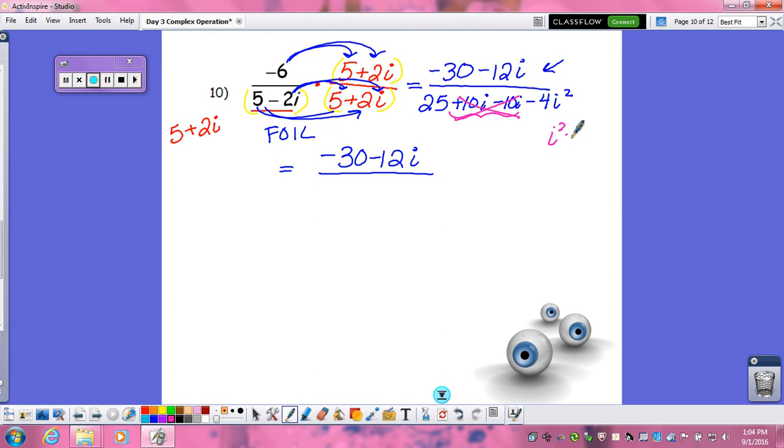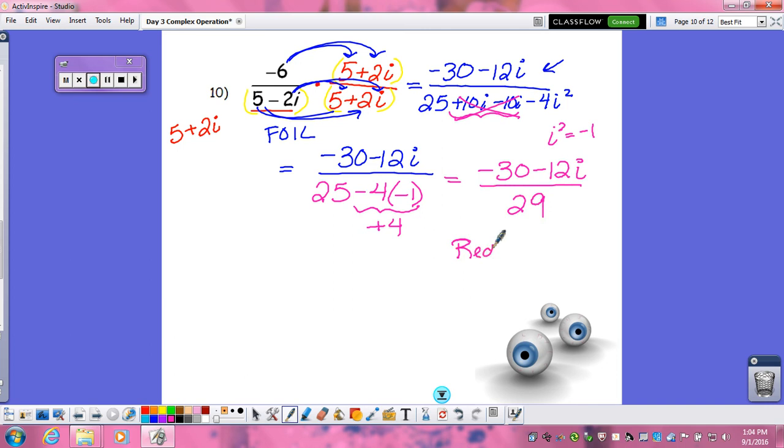We know i squared is equal to negative 1. So we will have 25 minus 4, replacing our i squared with a negative 1. This becomes a positive 4. So we will have negative 30 minus 12i over 29. Can we reduce? No, so we are done.